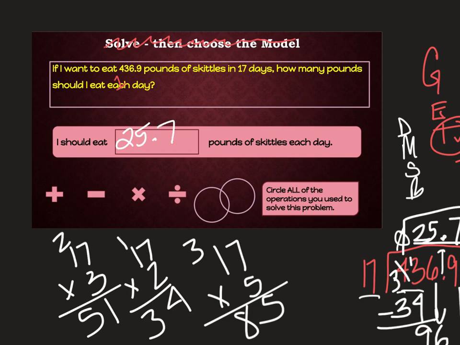And to check that work, I would just take that number, 25 and 7/10, and multiply it by 17, and that should give me the total of 436.9. Okay, next slide.